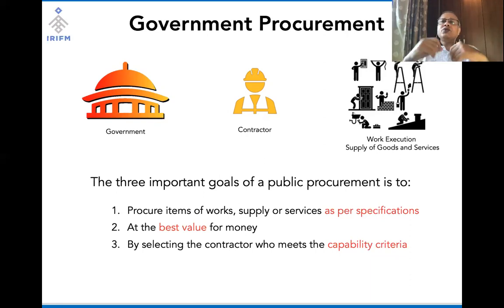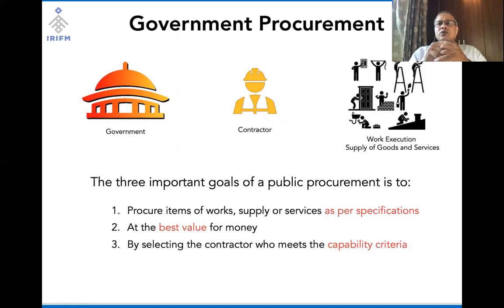And third is to select the contractor who is capable to execute the work. By saying what capable is, we essentially mean that in the tender document, we specify the qualifying criteria for the selection of contractors. If contractors meet those criteria, then we assume that the contractor is capable of executing the work. So 3 things. Now, let me give you an example.